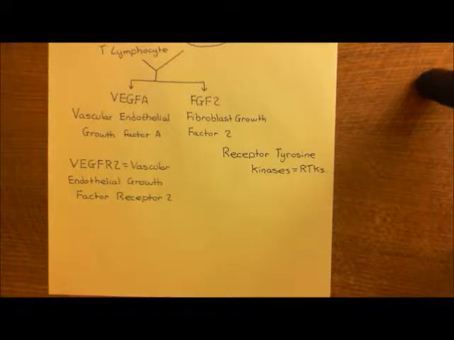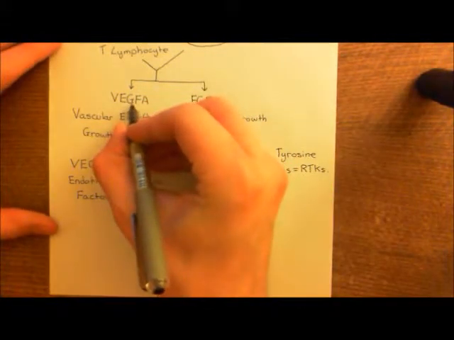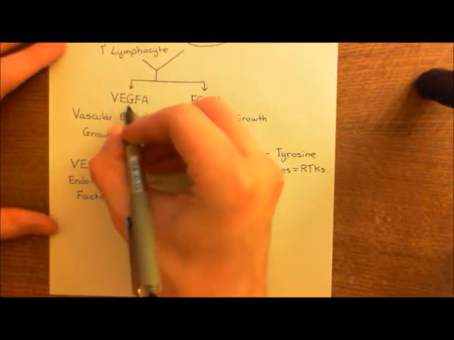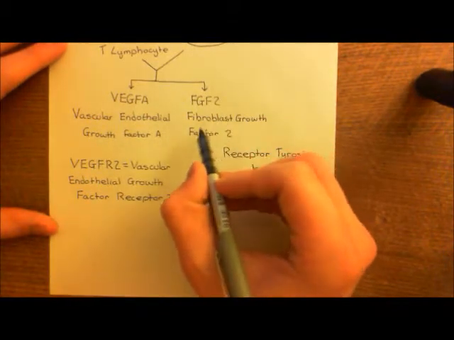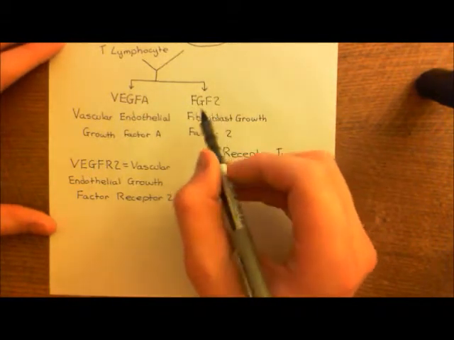Okay, so welcome to this next video in which we are discussing angiogenesis in chronic inflammation. We've discussed that in chronic inflammation, the T lymphocytes and the macrophages which are in the interstitial space will be releasing two angiogenic factors known as vascular endothelial growth factor A, VEGFA, and fibroblast growth factor 2, or FGF2.